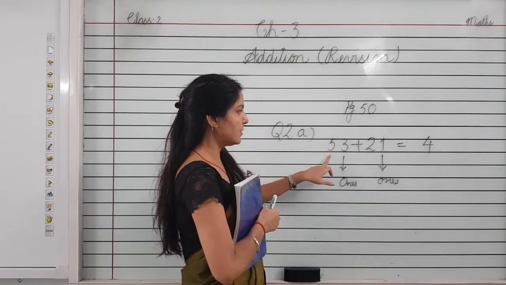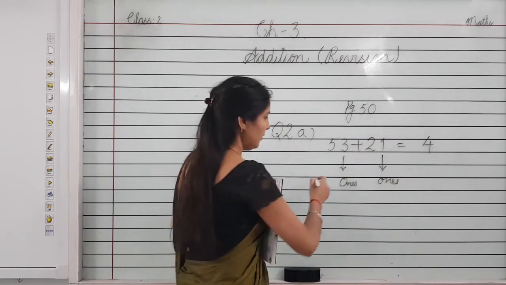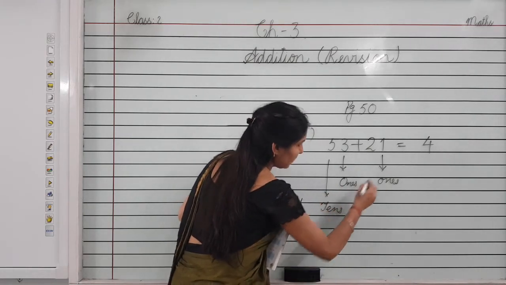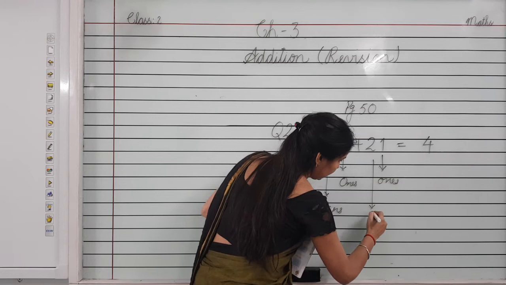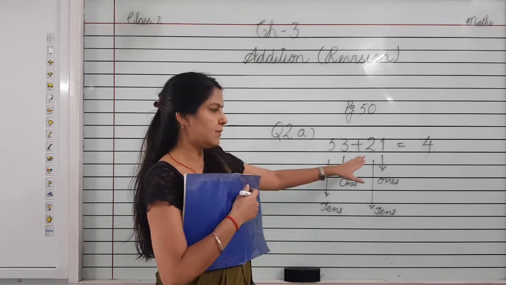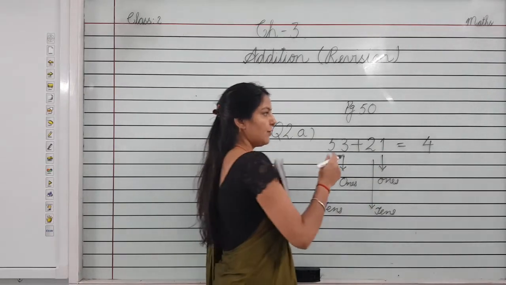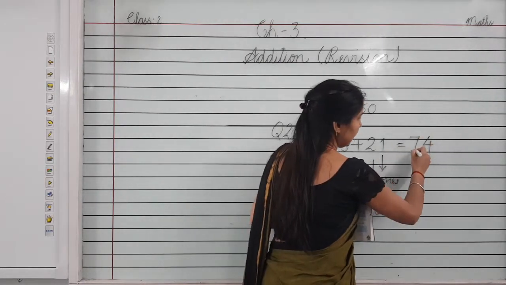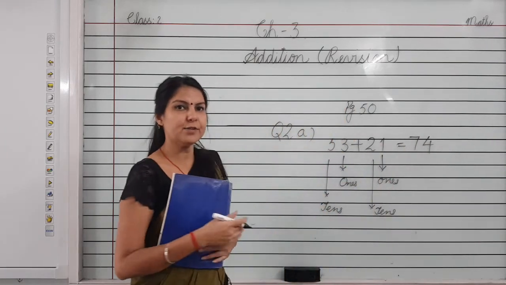Now we will add the digits which are at tens place. Here 5 is at tens place and 2 is at tens place. So we will add these two digits. 5 plus 2 will be 7. So we will write the sum of these two digits at the tens place. I hope you have understood.